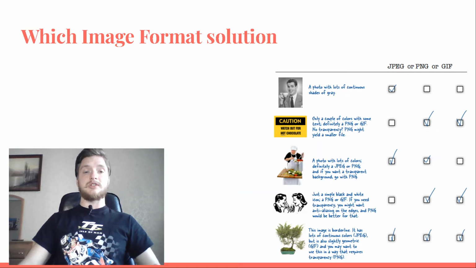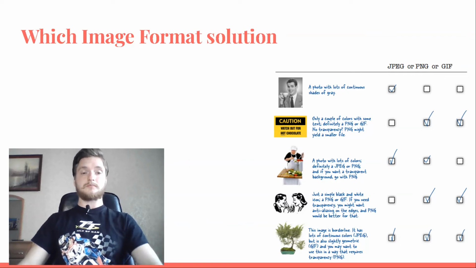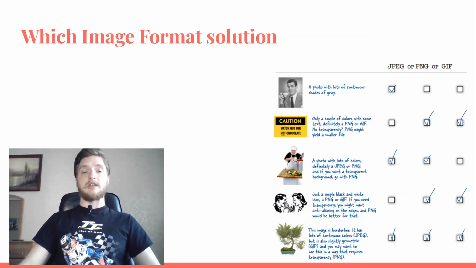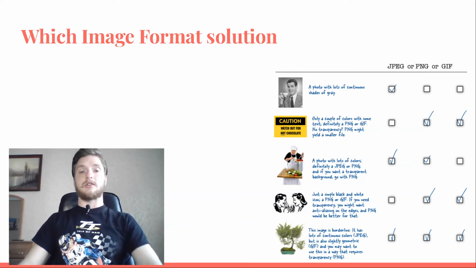If you need transparency, you might want anti-aliasing on the edges, and PNG would be better for that. This image is borderline. It has lots of continuous colors, but is also slightly geometric: GIF. And you may want to use this in a way that requires transparency: PNG. Sharpen your pencil solution.